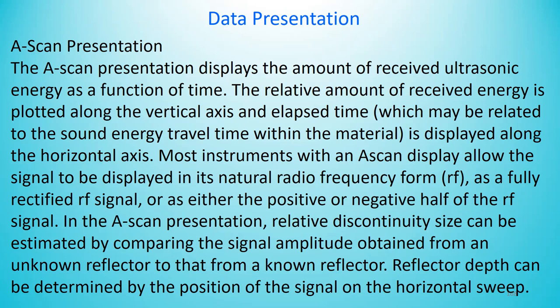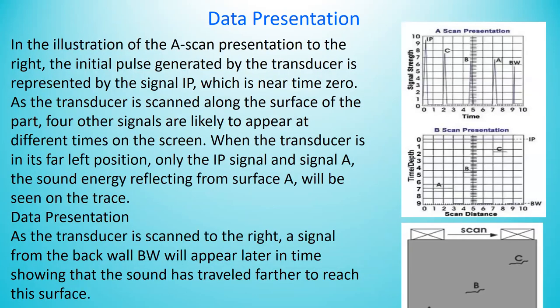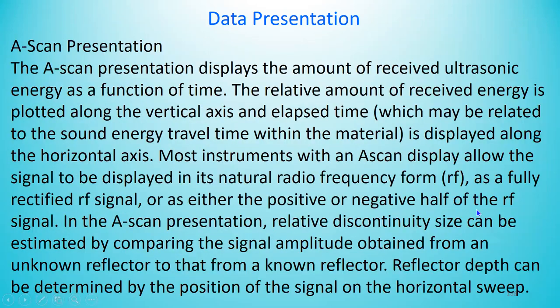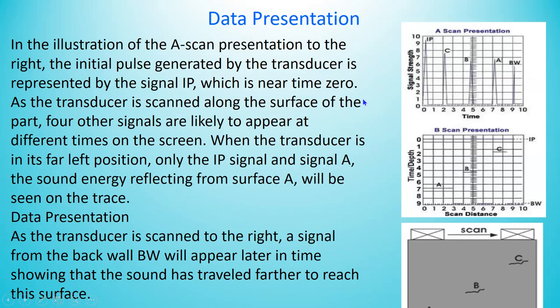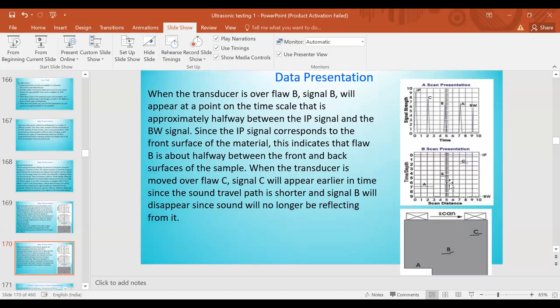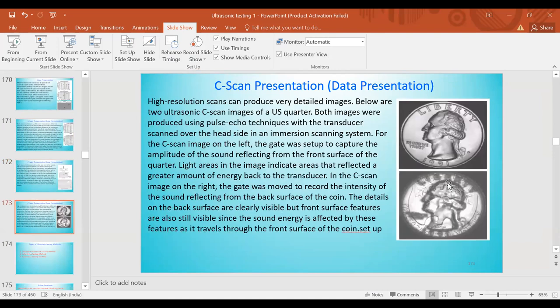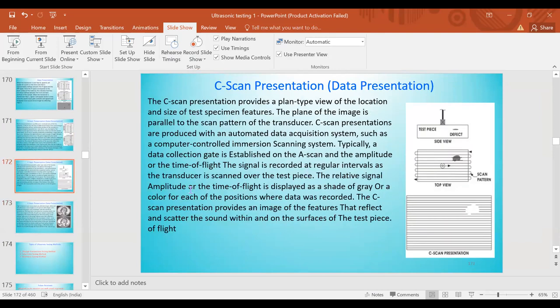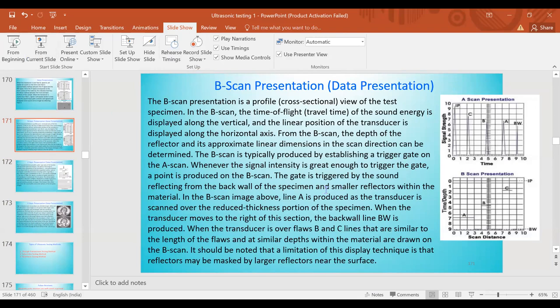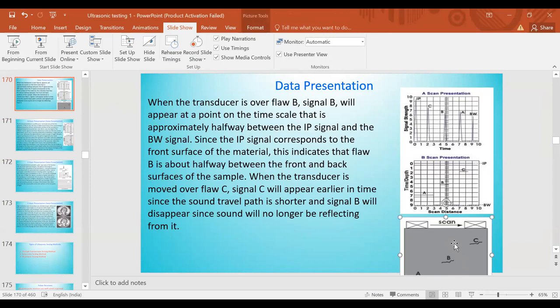In the A-scan presentation, relative discontinuity size can be estimated by comparing the signal amplitude obtained from an unknown reflector to that of a known reflector. So this is A-scan. So this is B-scan. Then this is C-scan, the top view. B-scan is this one.